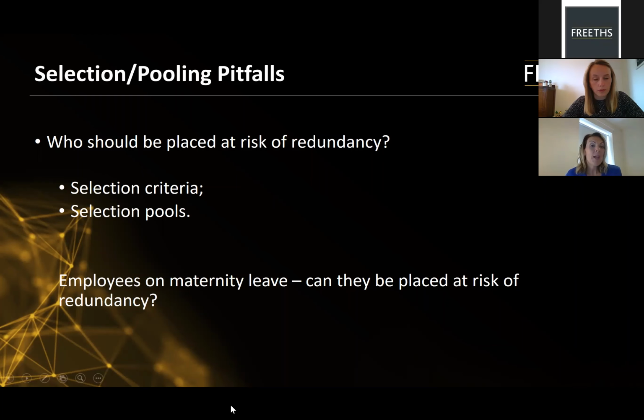And I think that's the pitfall with pools, is that employers will want to focus on a more narrow pool, employees want to widen the pool. But remember, the wider the pool, then that can be an issue in terms of it's more onerous in terms of that consultation obligation, and also you're affecting a wider group of people, which can be damaging in terms of productivity and morale.